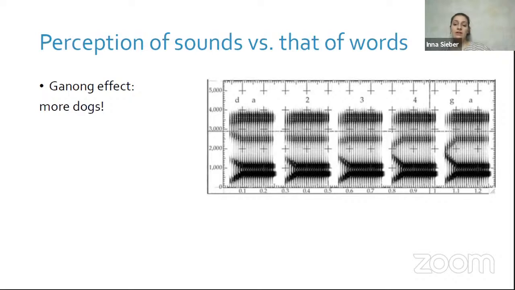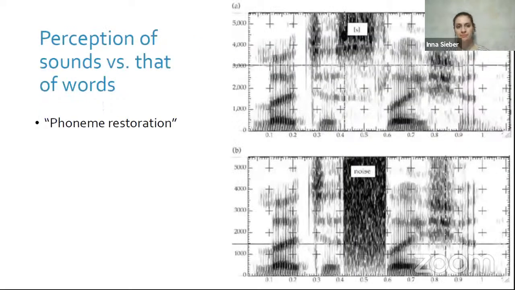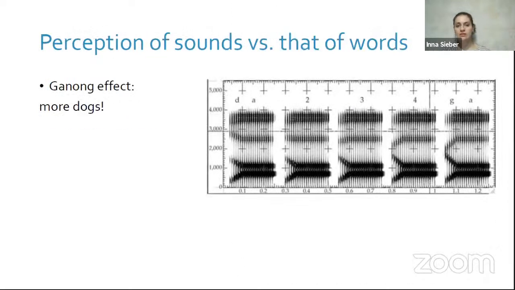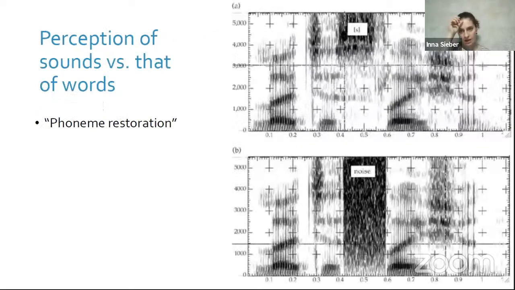syllables, and the result was different from the result on just syllables, because these lexical items have this gravity center for our perception, and we tend to interpret some syllable in the way that makes it closer to some existing lexical item. It is called Ganong effect. The next thing is called phoneme restoration.